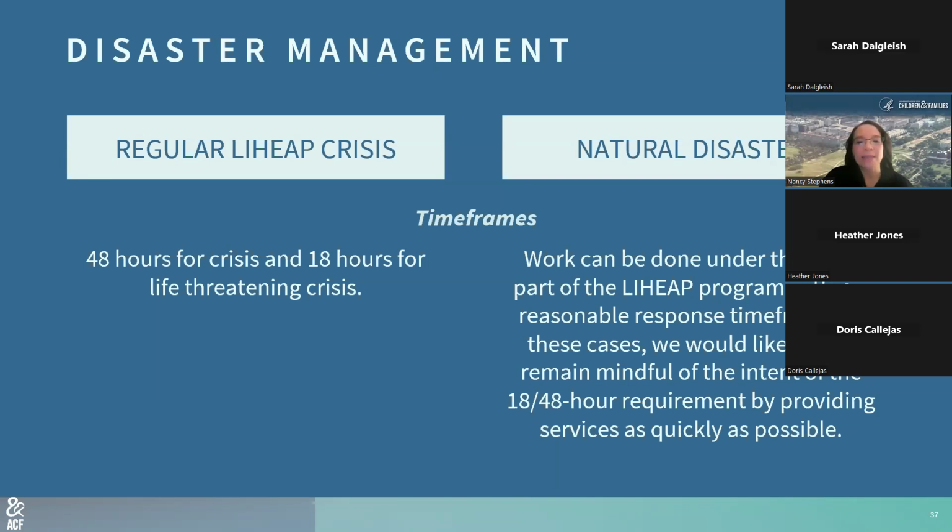In these cases, we would like for you to remain mindful of the intent of the 18 or 48-hour requirement. That intent is that you respond as quickly as possible to alleviate any danger or crisis.